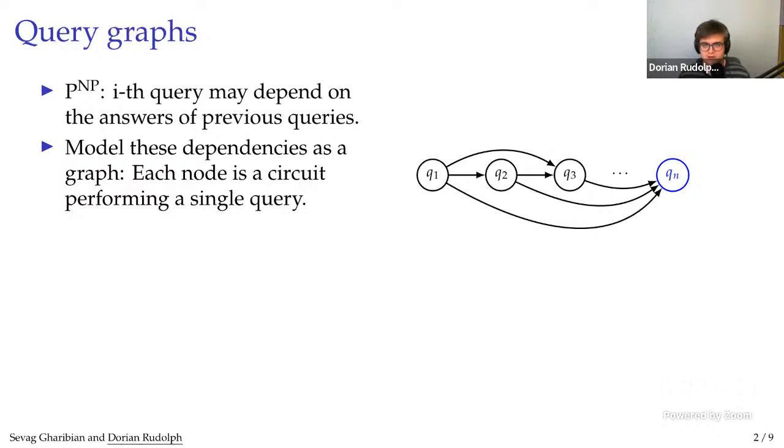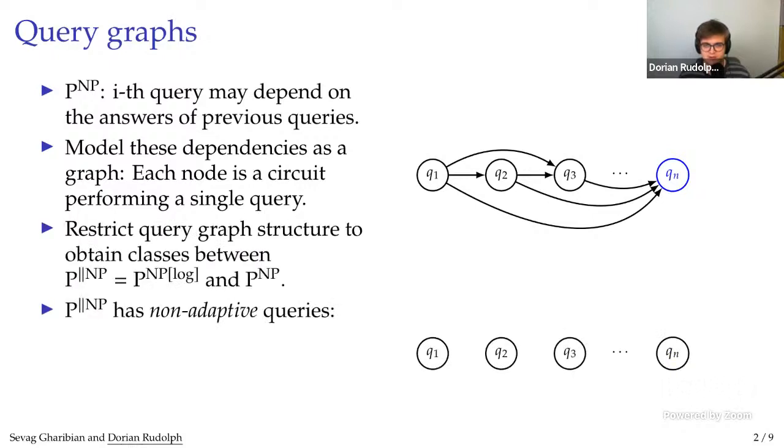We interpret this graph as a circuit in which each node performs a single query with some preprocessing and then sends the query answer along the outgoing edges. By restricting the structure of the query graph, one can define complexity classes that lie between P to the parallel NP, which has been shown to be equal to P to the NP log, and P to the NP. Recall that P to the parallel NP has non-adaptive queries, so they are not connected in the graph. Therefore, we add an output node representing the Turing machine computing the final output from the query answers.